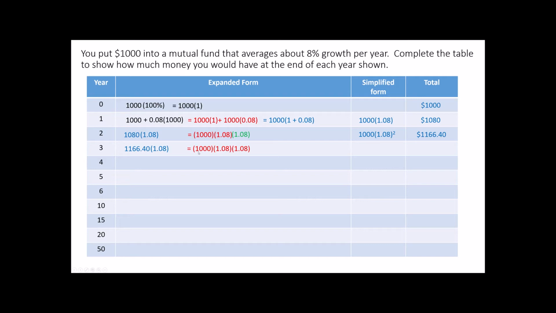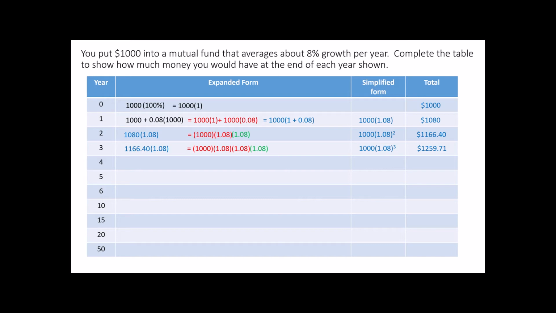I then left it for a second year and I had that 1080, this, multiplied by 1.08 again to give me the 1166.40. So this is the 1166.40. I'm going to take that times 1.08 for the third time. This is what I had after 2 years. Multiply it by 1.08, that tells you what I have at the end of 3 years. Notice it's $1,000 times 1.08 3 times, giving me $1,259.71.